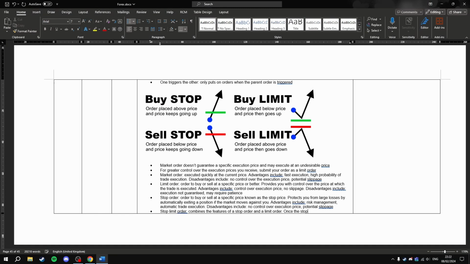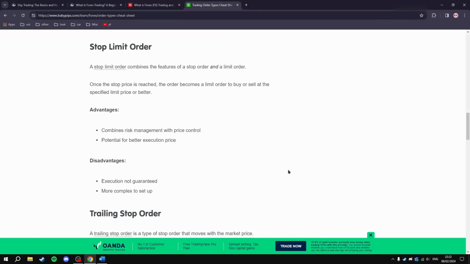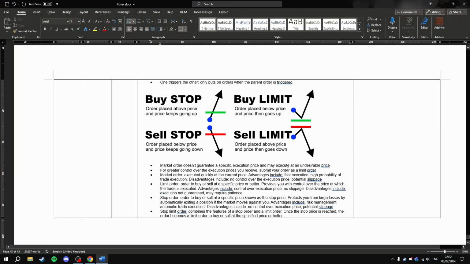Once the stop price is reached, the order becomes a limit order to buy or sell at the specified price or better.